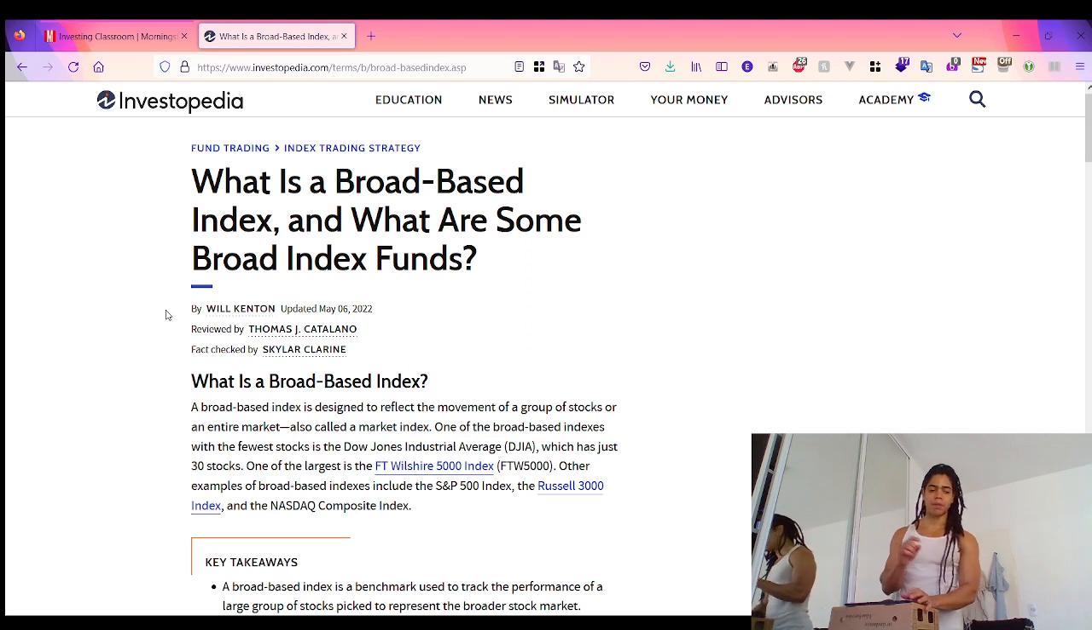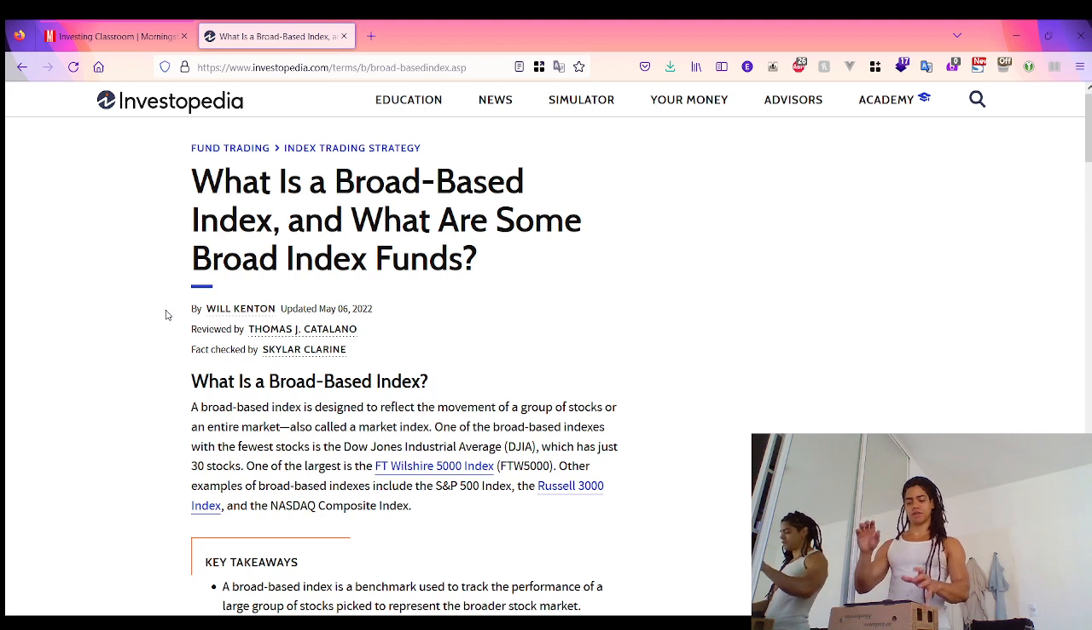Okay, so a broad-based index is designed to reflect the movement of a group of investments, a group of stocks, or an entire market. An example of an index is Standard and Poor's, one of the largest. It's funny because one of the broad-based indexes with the fewest stocks is the Dow Jones Industrial Average. It is funny because that index is broad-based.